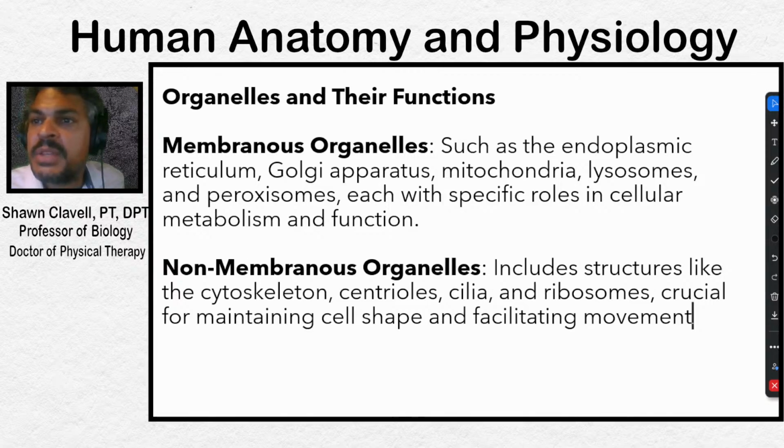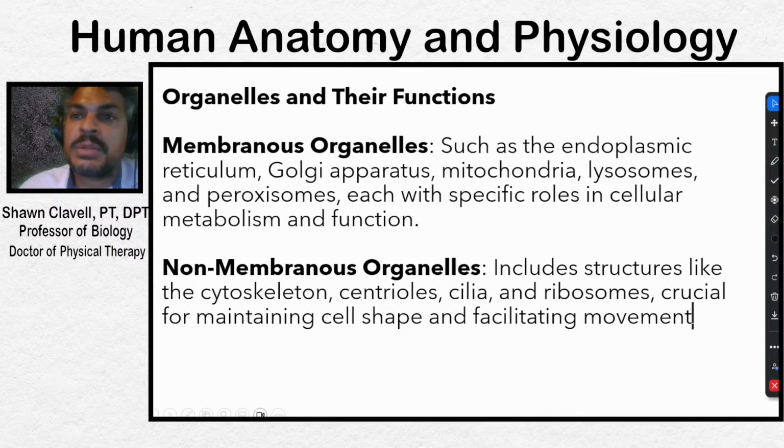But these non-membranous organelles are structures that do not maintain a traditional membrane, like we would think of the endoplasmic reticulum or mitochondria and lysosomes. These are some of those structures that have a distinct shape or feature to them. The non-membranous organelles include, again, the cytoskeleton structures and ribosomes particularly.